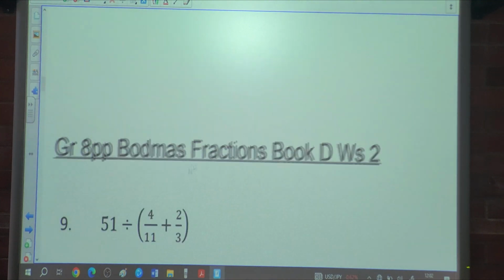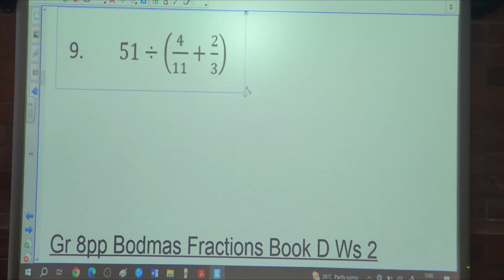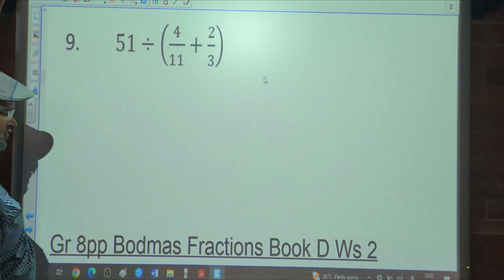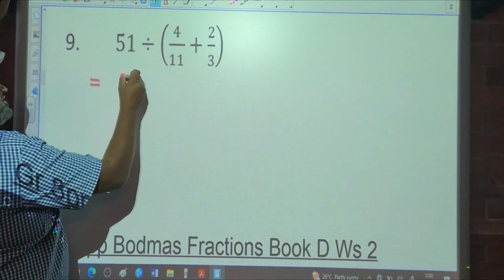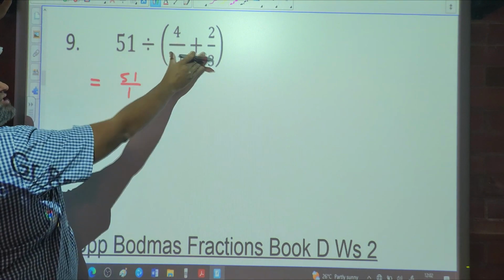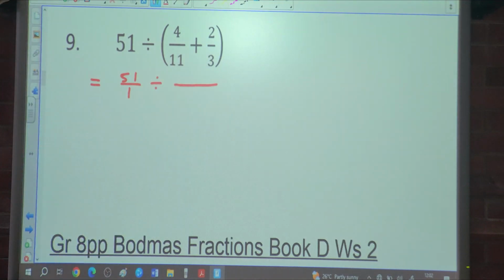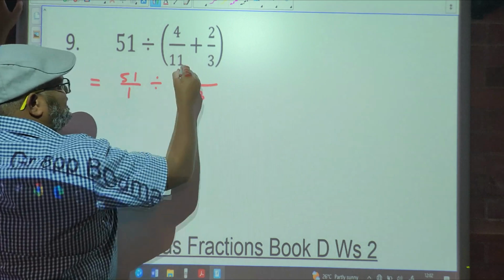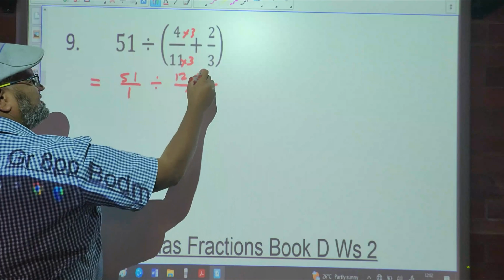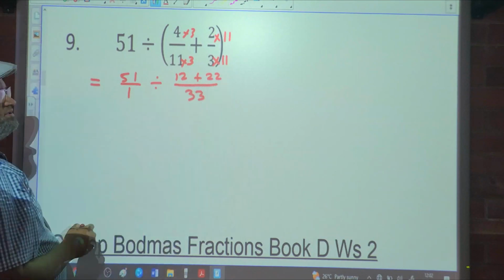Let's go to number 9. So here we have 51 divided by 4 over 11 plus 2 over 3. Of course, brackets first. So it's 51 over 1. Can I swap around here? No, it has to be one fraction. So it's divided by, what's your LCM here? 33. So 11 multiplied by what is 33? 3. That will give us 12, plus 3 multiplied by what is 33? 11. 2 multiplied by 11 is 22.